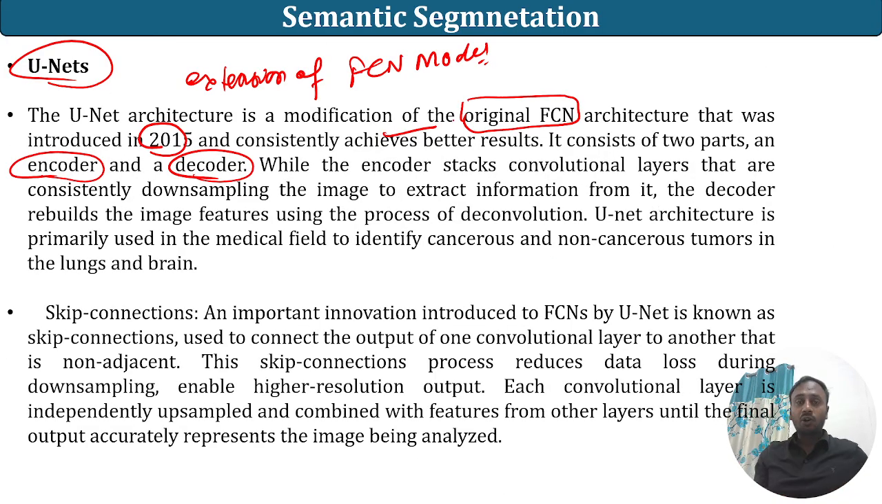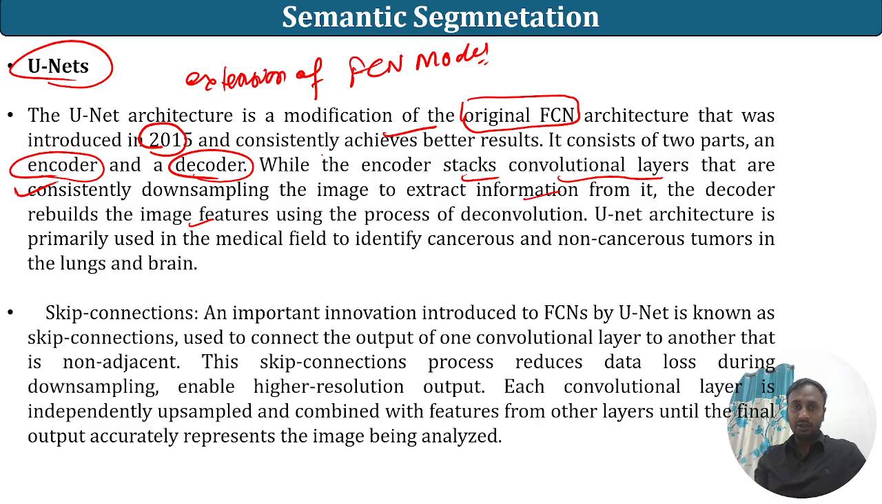So while the encoder uses convolutional layers that consistently downsample the image to extract information from it, the decoder rebuilds the image features. It's the same thing again, but one more thing is different here: whenever we don't have much information about the image, we skip it. So one more feature, which we will talk about in the second part.